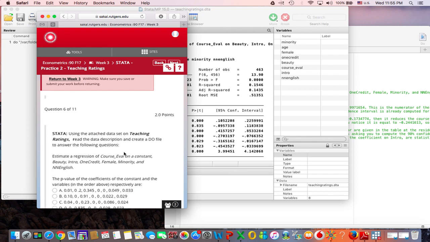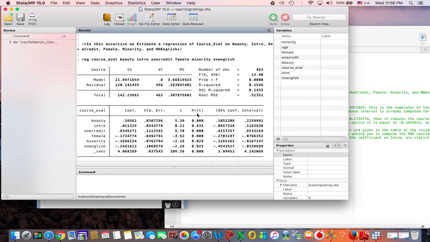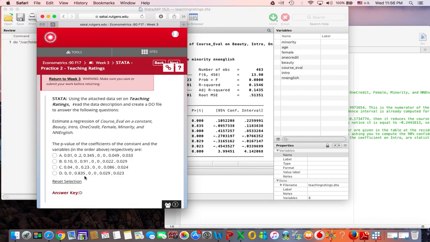The next question, again the same model, and it's based on the statistical significance using the p-value. The p-value of the coefficients of the constant and the variables in the order above respectively are. So you need to look at the p-value, which is right here, and you need to find this order, right, these numbers, and it's kind of a straightforward answer, and you find them here.